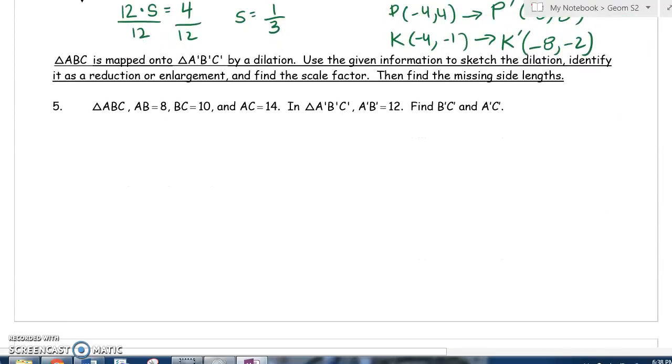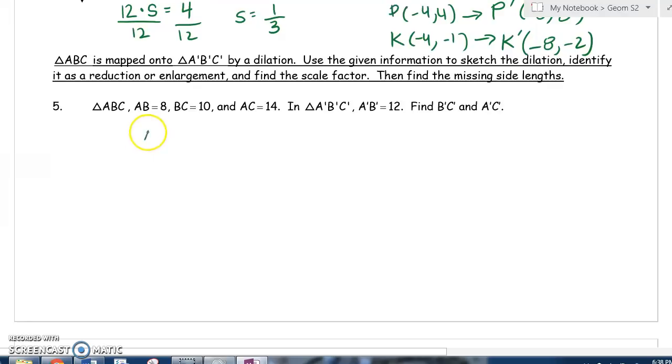Okay, so then let's look at this. This is going to be kind of new. We've got triangle ABC is mapped onto triangle A prime, B prime, C prime by dilation. Use the given information to sketch the dilation, identify it as a reduction or enlargement, and find the scale factor, then find the missing side lengths.